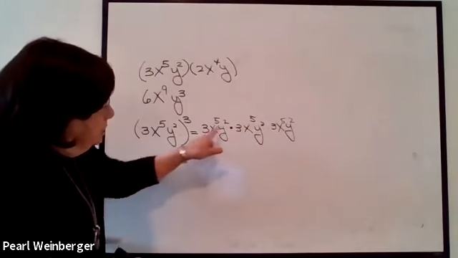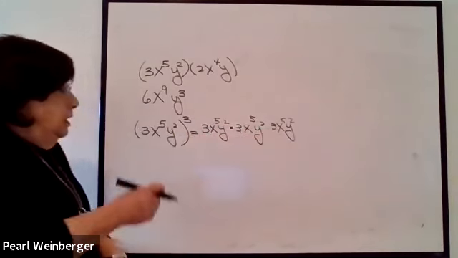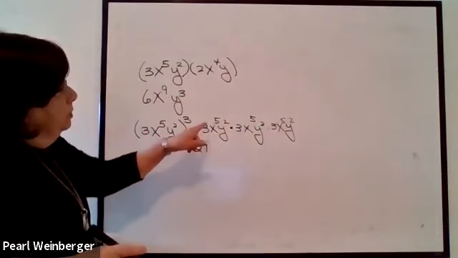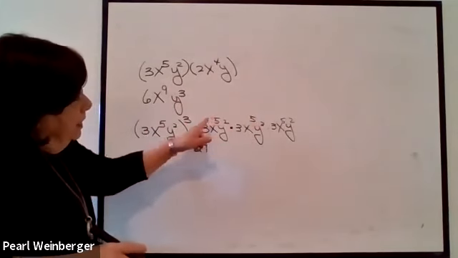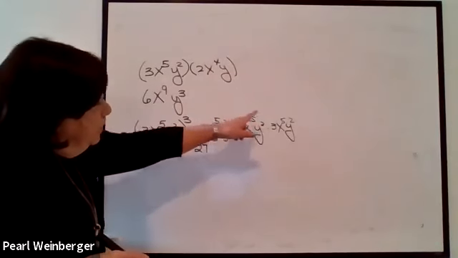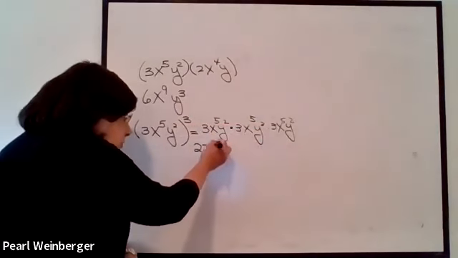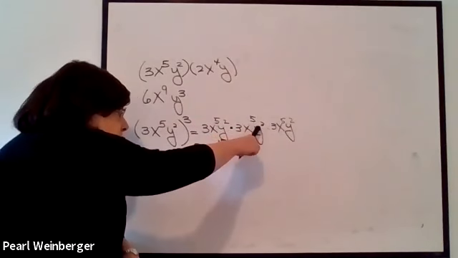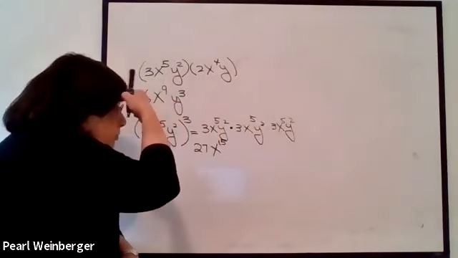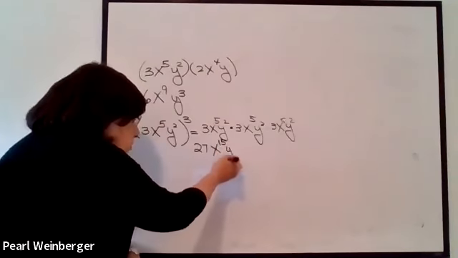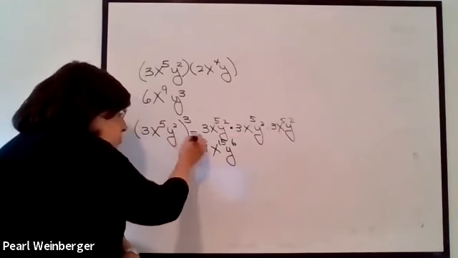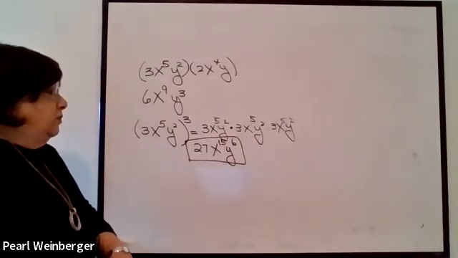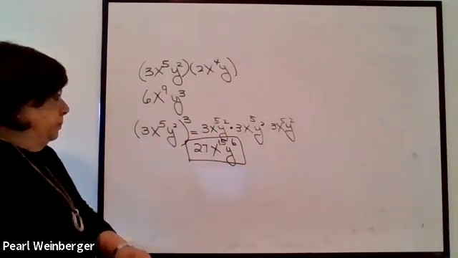The coefficients, 3 times 3 times 3, is 27. And we can multiply the letters together by adding their exponents. So this is 5, 5, and 5, which gives me x to the 15. And y squared times y squared times y squared, 2 plus 2 plus 2, is y to the 6th. And my answer turns out to be 27 x to the 15 y to the 6.